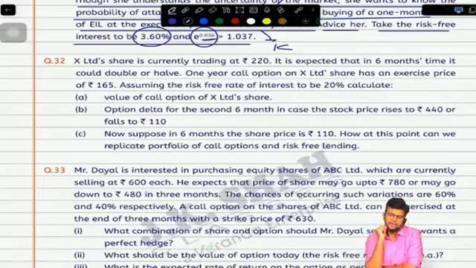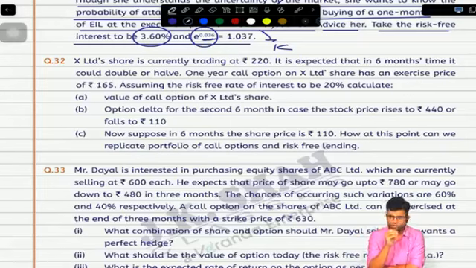Assuming the risk-free rate of interest to be 20%, that is R, calculate the value of call option of X Limited share. You want to try this full question? Binomial tree also you'll have to do. After the binomial tree, you have to stick to node B first, then node C, and then node A. You have all the nodes, just try on your own. Okay, start.